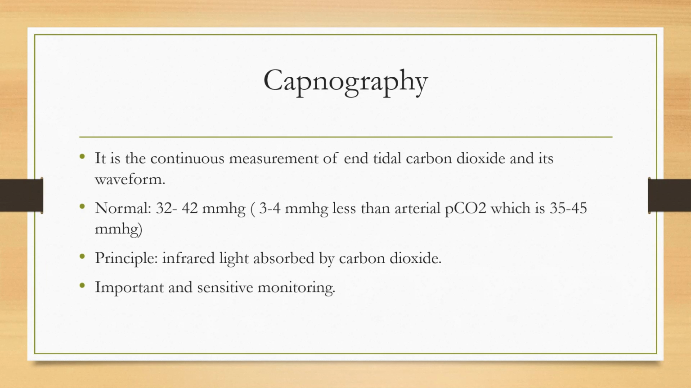Capnography. It is the continuous measurement of end-tidal carbon dioxide, that is EtCO2, and its waveform. Normal value is 32 to 42 mmHg, which is 3 to 4 mmHg less than arterial PCO2, which is 35 to 45 mmHg. The principle is infrared light absorbed by carbon dioxide. It is a very important and sensitive technique of monitoring.